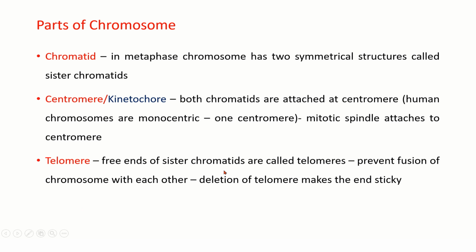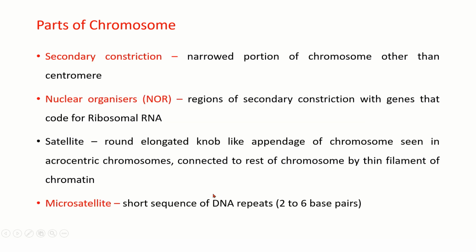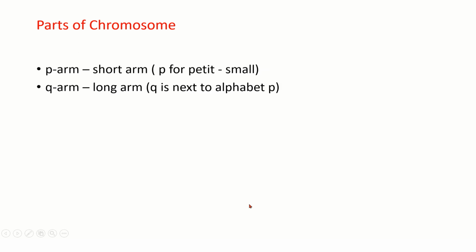Telomere: the free ends of sister chromatids are called telomeres. They prevent fusion of the chromosomes with each other. Deletion of a telomere makes the ends sticky. Secondary constriction: the narrowed portion of the chromosome other than the centromere. Nucleolar organizers are regions of secondary constriction with genes that code for ribosomal RNA. Satellite: a round or elongated knob-like appendage of the chromosome seen in acrocentric chromosomes only, connected to the rest of the chromosome by a thin filament of chromatin. Microsatellite: short sequences of DNA repeats 2 to 6 base pairs long.